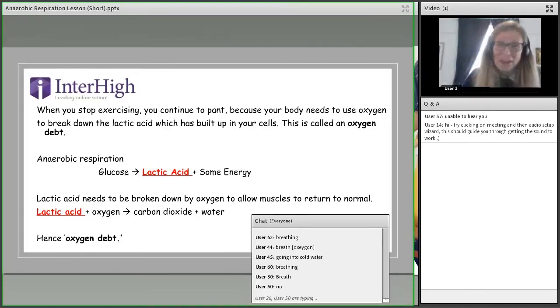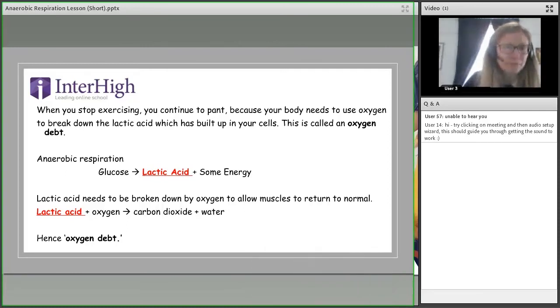Yeah, the Q&A pod has been very quiet, so if people do have specific questions, we can obviously put those into the Q&A pod just by typing into the space at the very bottom.